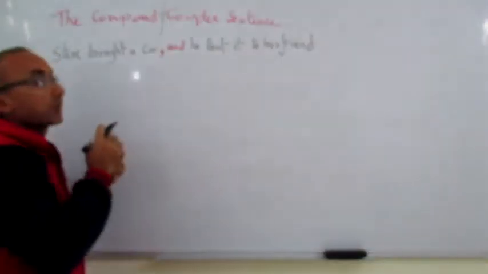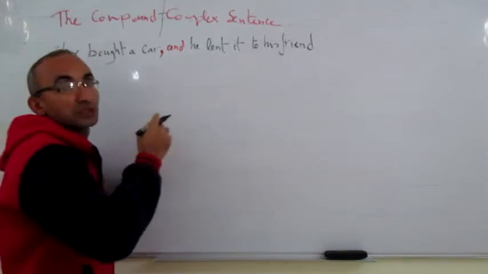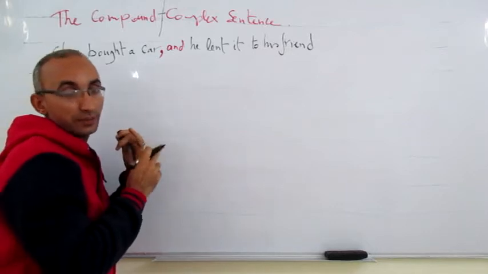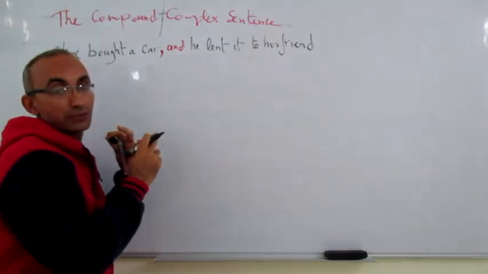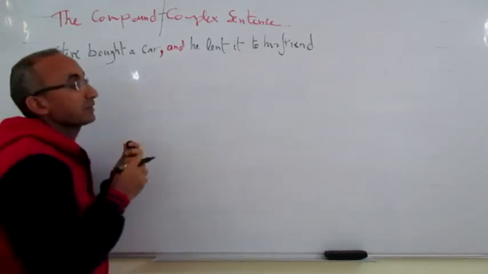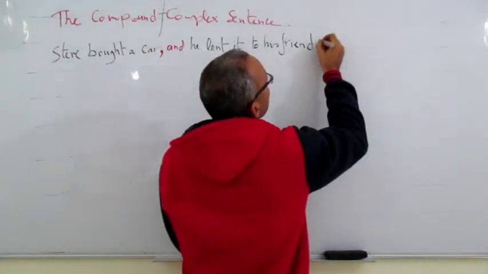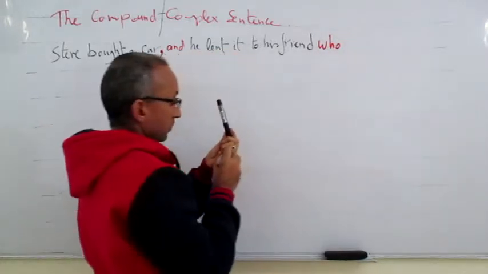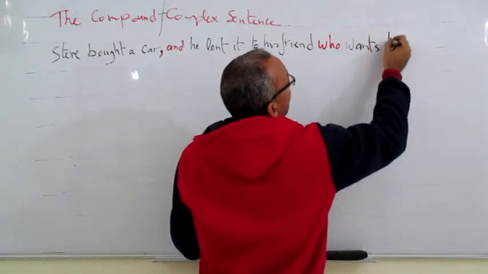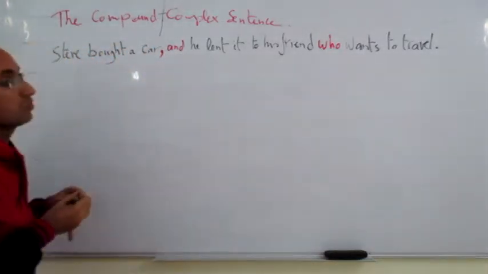I would like to turn it into a compound complex, so I must add to it what? One or more dependent clauses, starting with one of the elements we saw before, either a conjunction of subordination, or a relative pronoun or adverb, or one of the starters of the noun clause. I will choose here the relative pronoun who. And he lent it to his friend, who wants to travel. Who wants to travel.